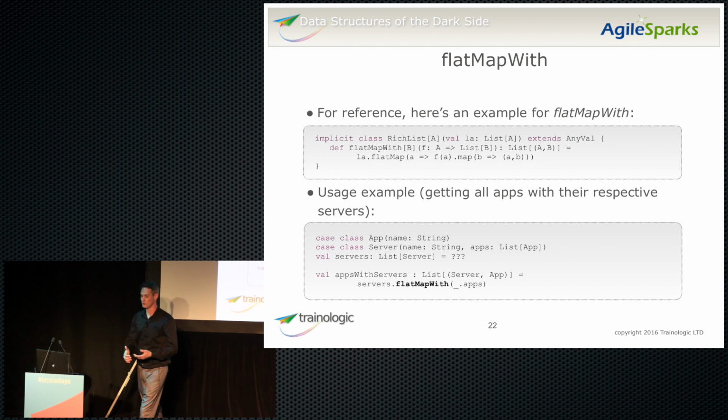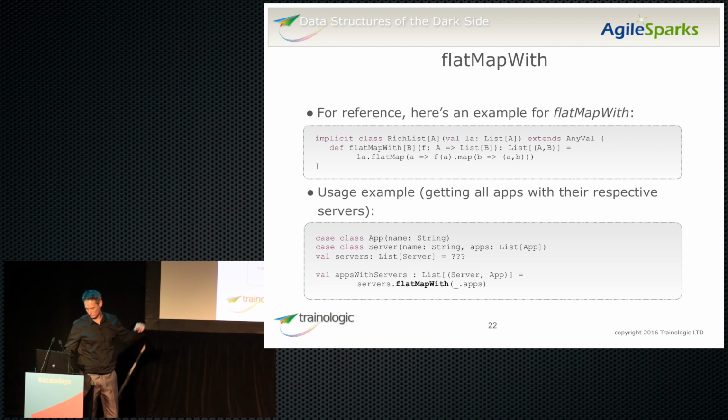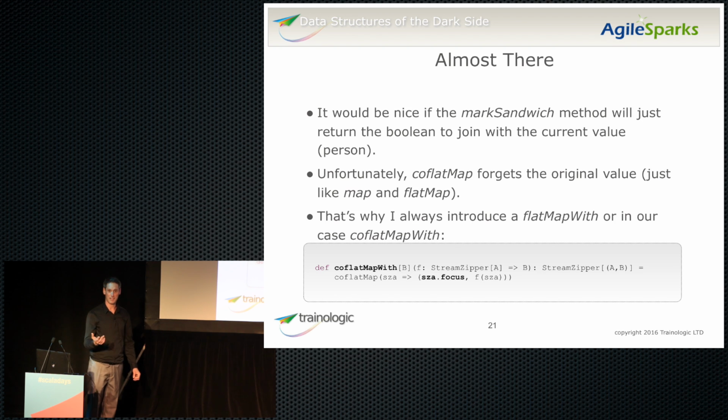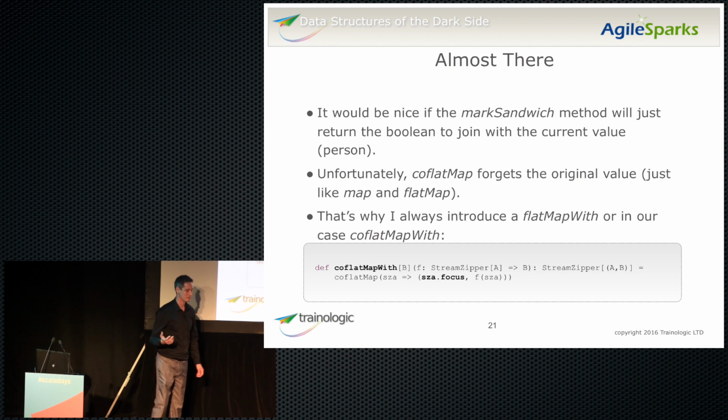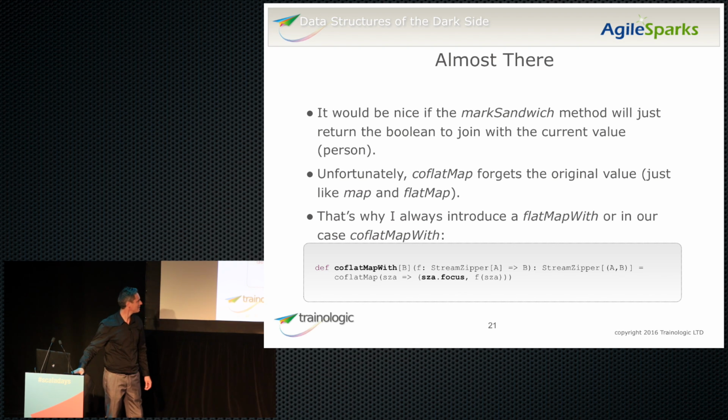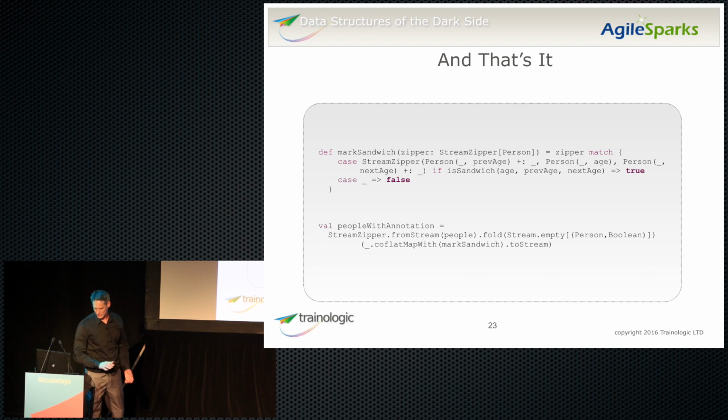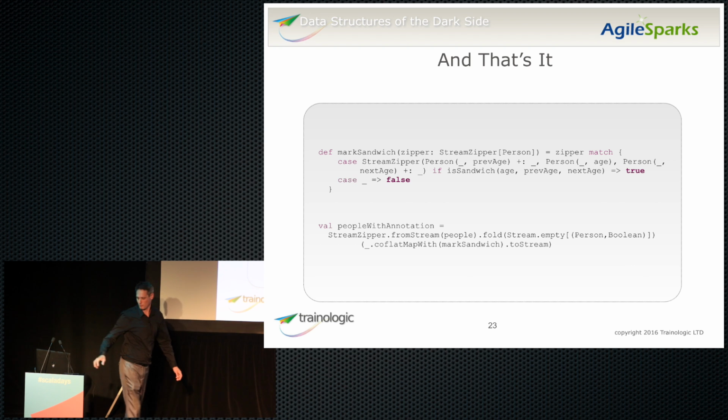Very nice. You can do it for map, for flat map, and I'm going back a slide with co-flat map. We have the original flat map, co-flat map, I'm sorry, and now I'm having co-flat map width. You see the result is a StreamZipper of tuples, the original type and the new value. And now just co-flat map, and I always use the focus from the previous zipper. And now, that's it. So my mark sandwich now is very nice.